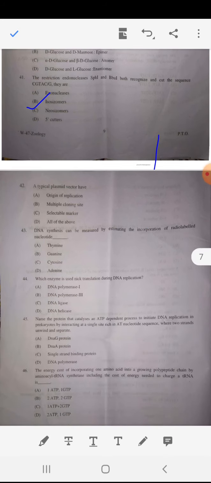Then next question 42. A typical plasmid vector has all of the above. Here the correct answer is option D, all of the above. A typical plasmid vector has an origin of replication, that is right, a multiple cloning site, also right, and a selectable marker. So the answer is all of the above.